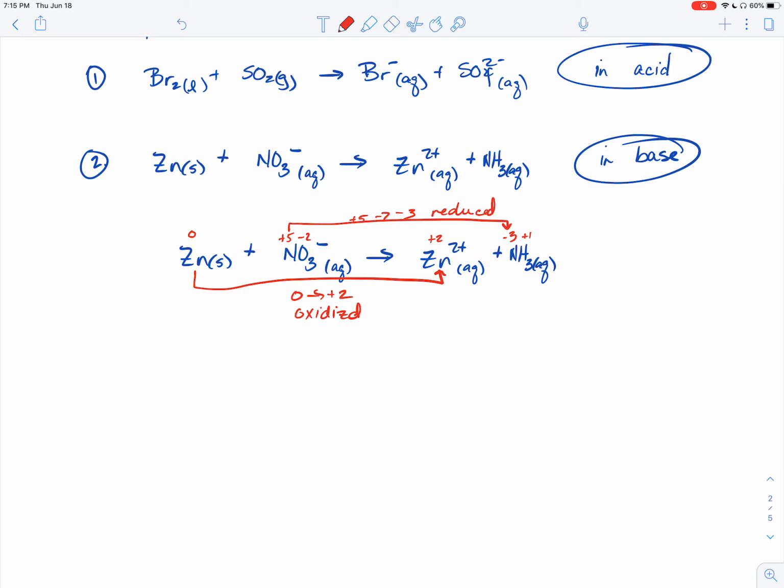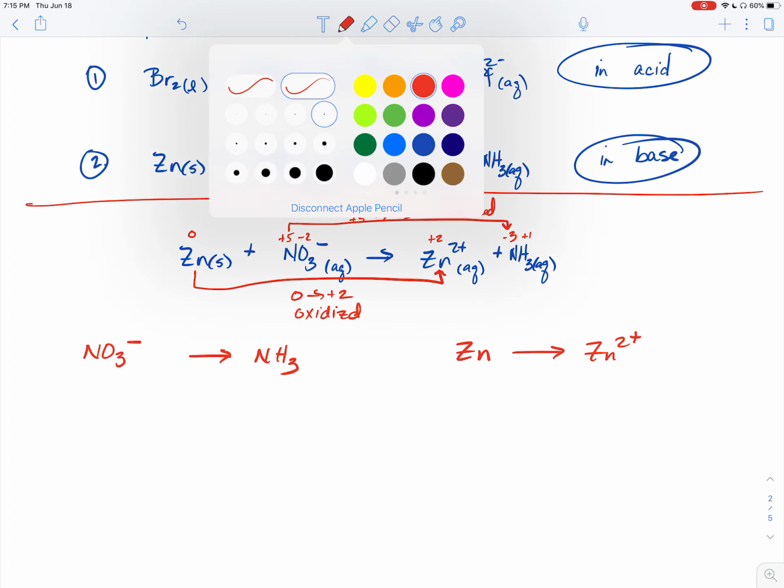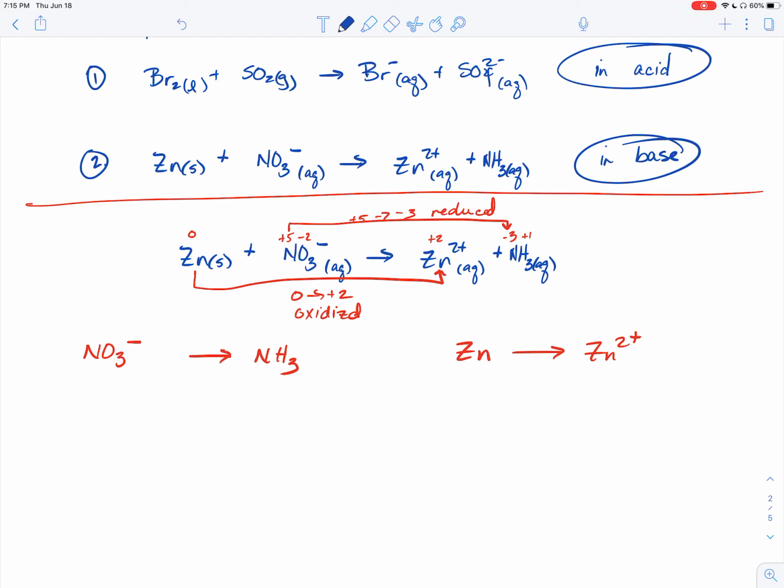So let's write the reduced side. NO3- yields NH3 on the left. And then let's write the oxidized side, zinc to zinc 2+ on the right hand side. Okay. So now what we want to do is step 2. We want to balance the elements other than hydrogen and oxygen. So it looks like your nitrogen 1 and 1 is balanced. Zinc 1 and 1 balanced. So great. Let's move on to the next step.